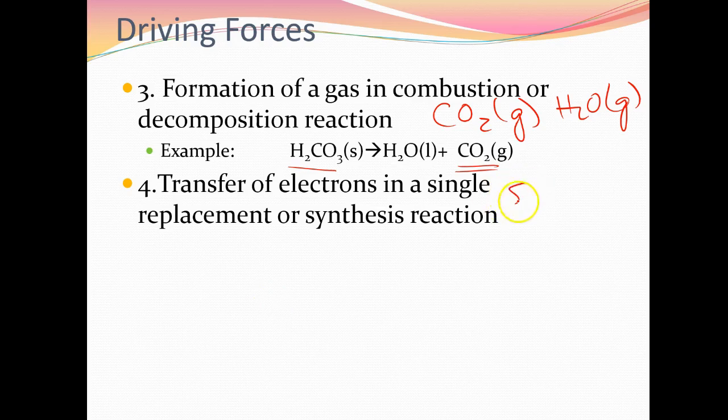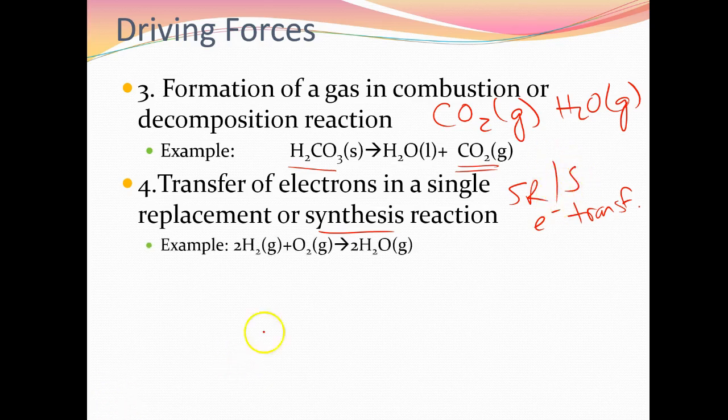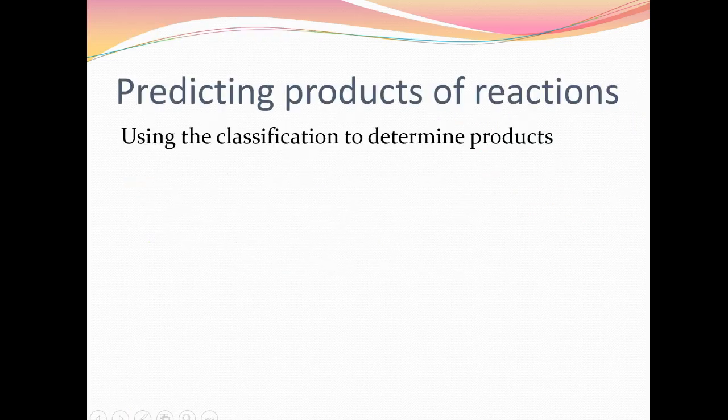And then this last one, single replacement: electrons get transferred in a single replacement or a synthesis reaction. They transfer electrons. So synthesis as well. So this one and this one, they transfer electrons and they end up forming compounds. Or in a single replacement, these guys end up trading electrons and they form products.